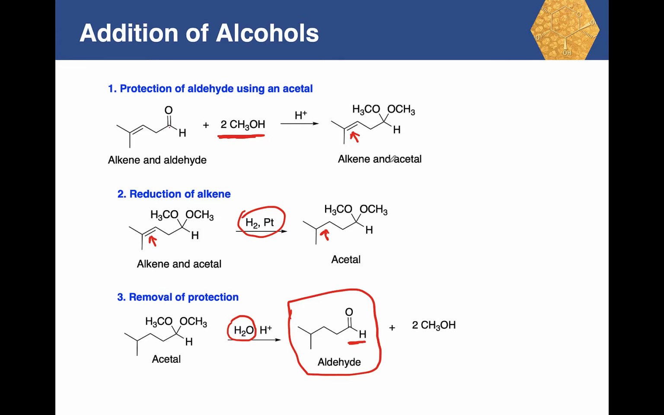So once again, just for emphasis, this reaction here is the acetal formation. Two moles of alcohol will react with the aldehyde to form the acetal. It will not react with the alkene. Once you have made this molecule here, it can now react by reduction using H2 and Pt to reduce this group to saturated. Notice these are just hydrogens here. Once you have this acetal here, we just need to convert this acetal back to our aldehyde. We can do that by adding lots of water to the acetal to regenerate our aldehyde. And of course, two moles of our alcohol, methanol in this case.